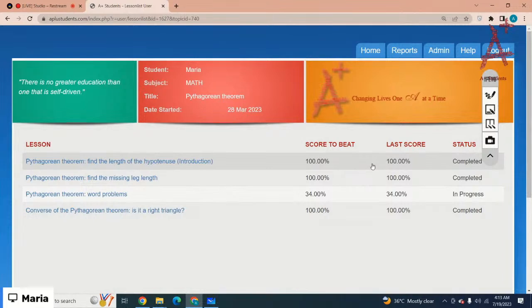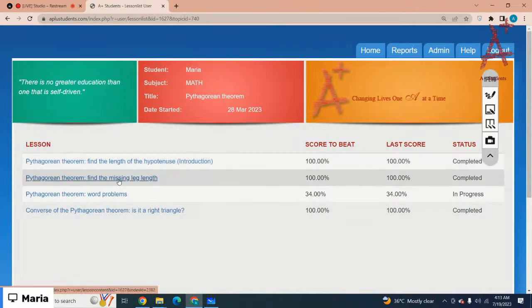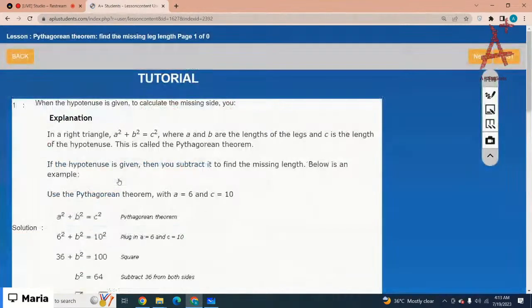Okay, the next one is Pythagorean theorem, find the missing leg length. So let's just start with the next lesson. Okay, now we are given the hypotenuse. One of the leg values is missing. How do we calculate?